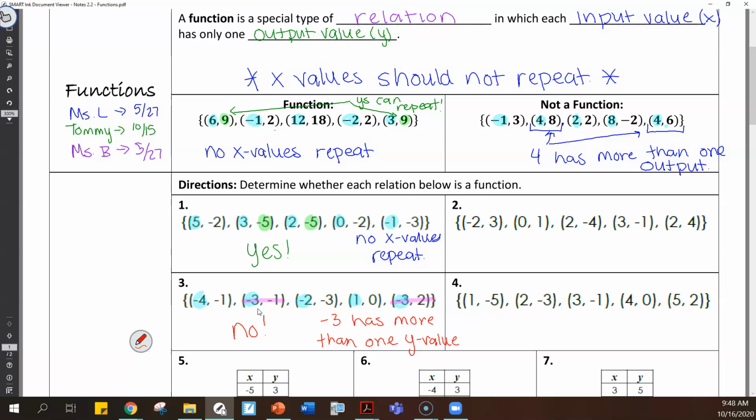Okay, so negative 3 has more than one y value or more than one output. I want you to see if you can try to guess whether 2 and 4 are relations. Go ahead and pause the video and try that for just a minute, and then you can come back and check your answer against my answer.